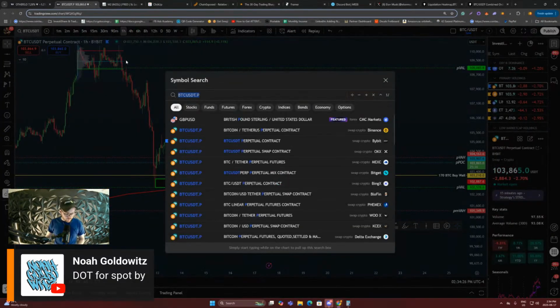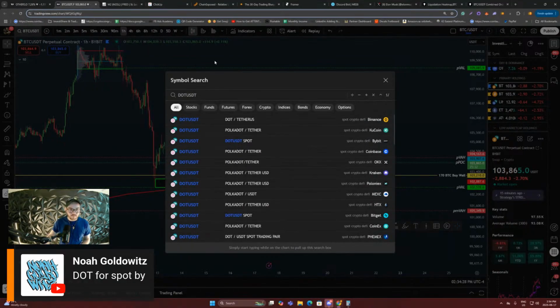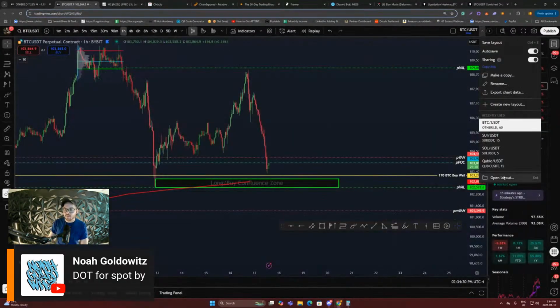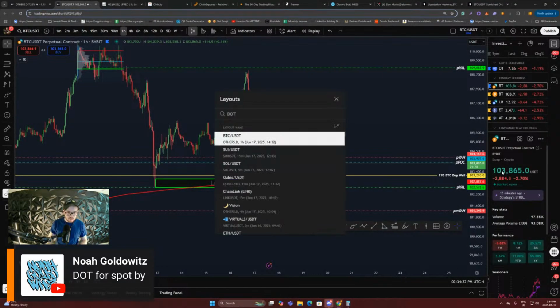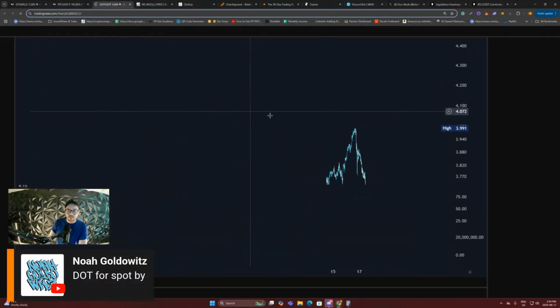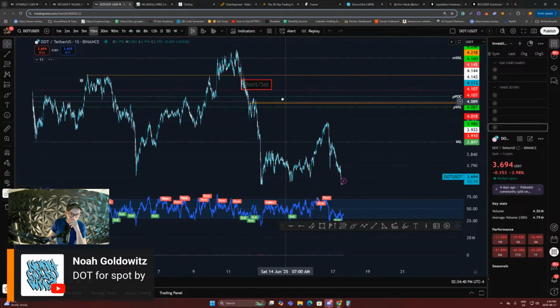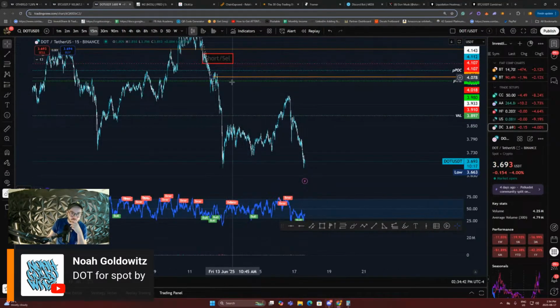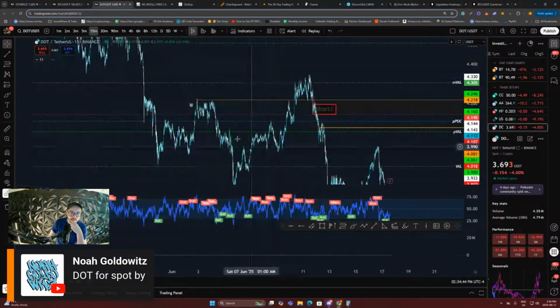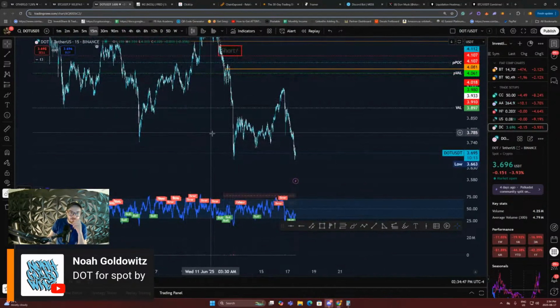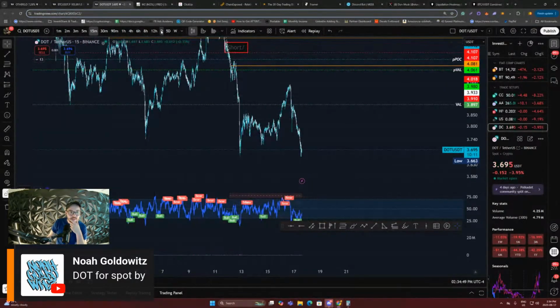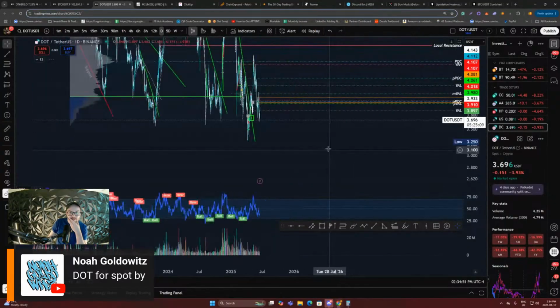All right, let's go DOT. We have a DOT chart, so I'll pull that up. We're looking for a potential reversal around that area. Same here. Going down to 369. Oh yeah, no wonder you want to look at it for a spot.